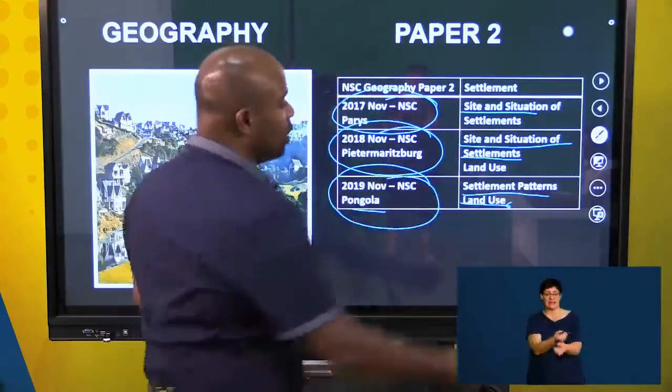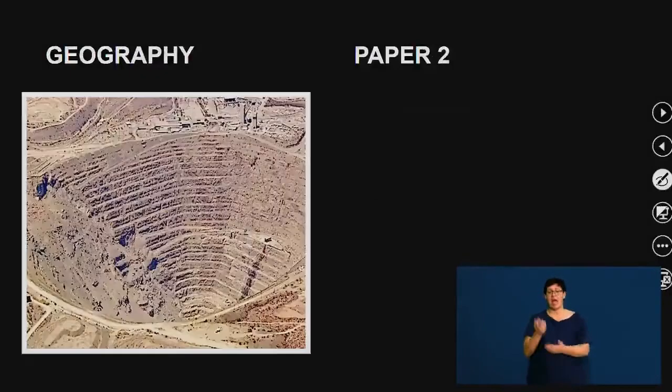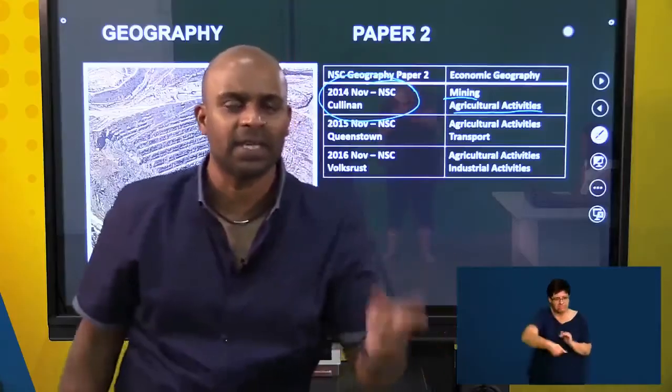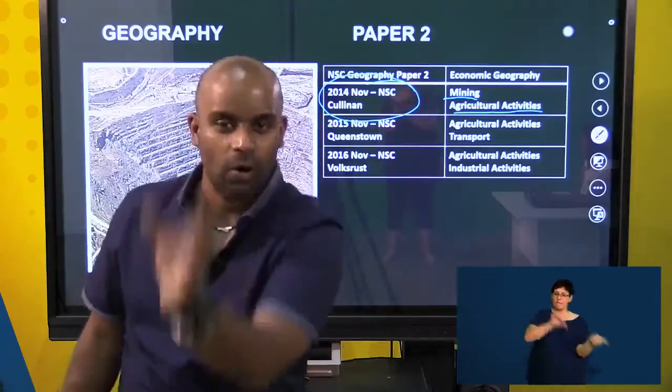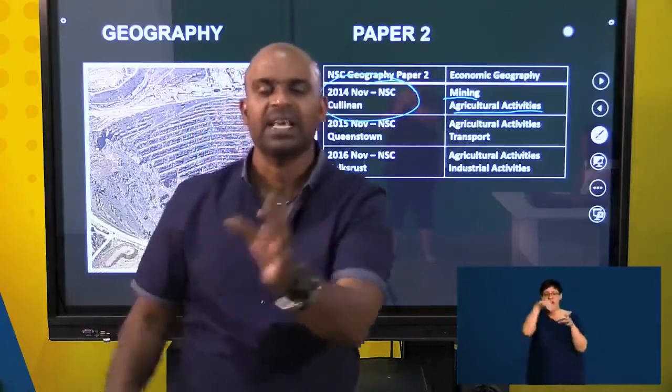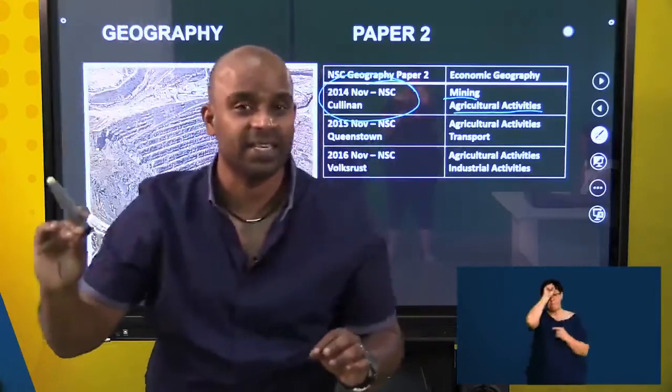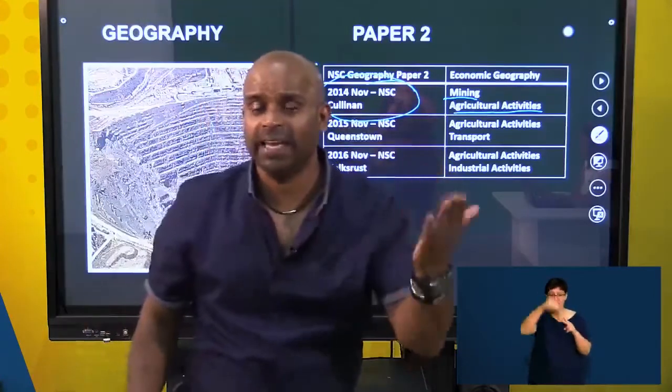Let's move on to the economic geography on a map. And in this example, the 2014 map included mining as well as agricultural activities. And how is mining shown? As excavation or mine dumps. Go back to your features or the key reference purposes, and you will be able to locate both your mine dumps as well as excavations to identify mining on a map.